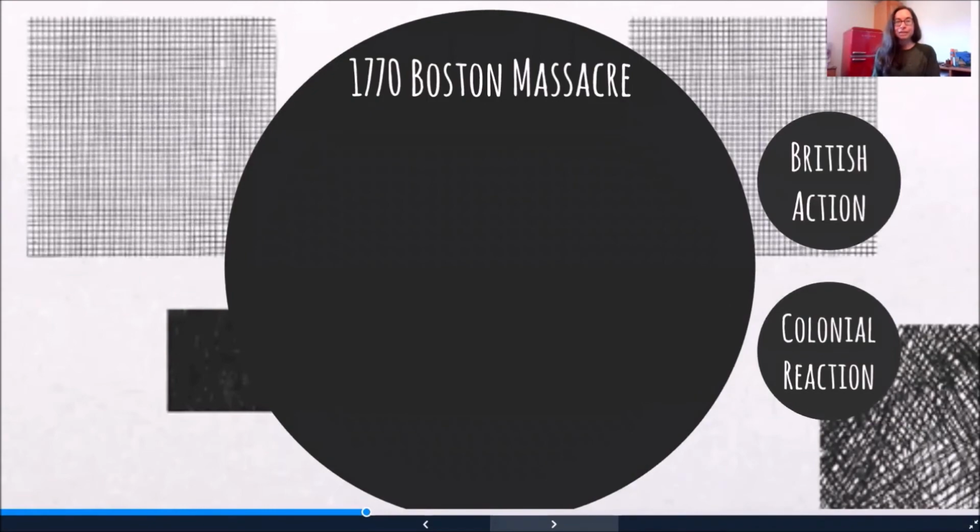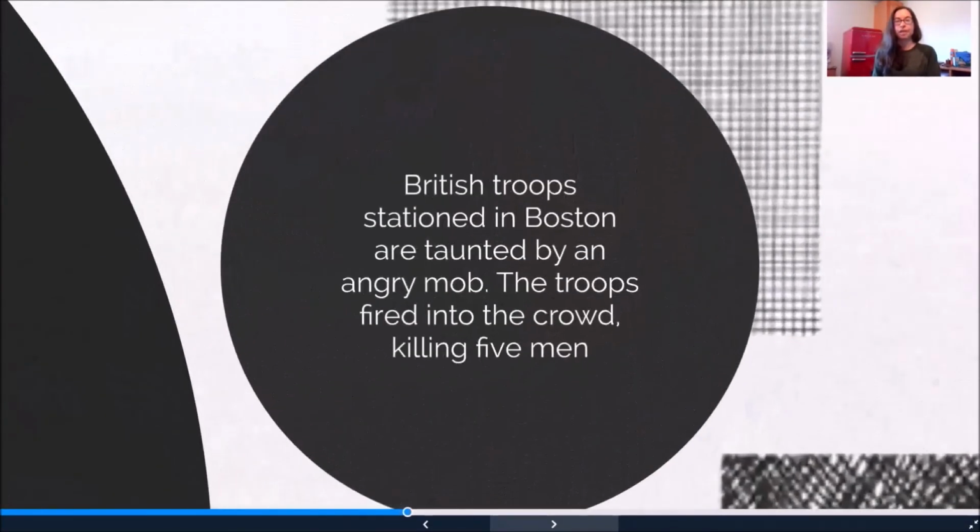In 1770, we had the Boston Massacre. The British troops stationed in Boston were taunted by an angry mob. Troops fired into the crowd, killing 5 men. Depending on which country you ask about this massacre, you will get different stories, even today, 300 years later.